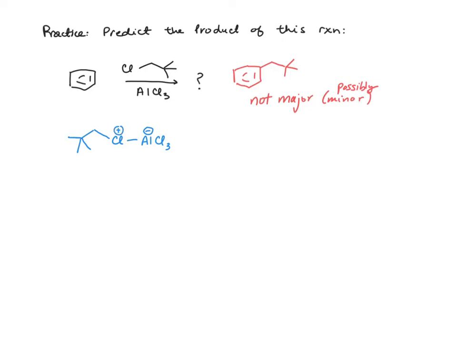So the first step of our mechanism is to form this Lewis acid-base adduct. And then remember what can happen with primary alkyl halides is that we can get a rearrangement. And that's what happens here, is that we get a methyl shift. And now we form this carbocation, and this is what reacts with our benzene ring, this tertiary carbocation that is more stable.